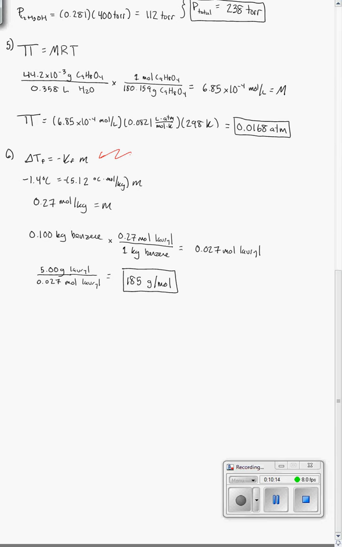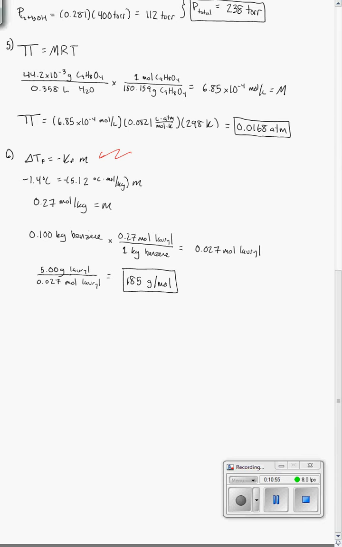The change in freezing temperature equals the freezing point depression constant times the molality of the substance. We know what the change in freezing temperature is. We're told that change is negative 1.4 degrees Celsius, given our initial and our final freezing temperatures. You can then look up the freezing point depression constant, which is 5.12 degrees Celsius per molality, or times mole per kilogram. We can plug these into our equation and solve for molality. Our molality is then 0.27 moles per kilogram. That's moles of solute per kilogram of solvent.